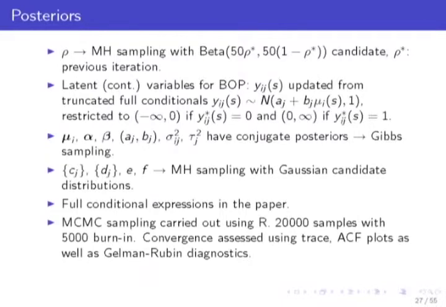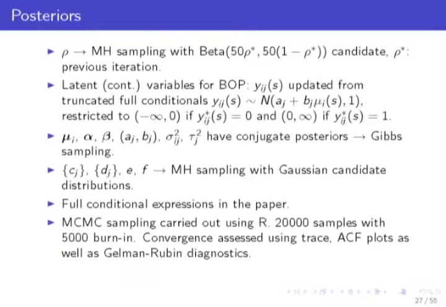Just a little bit about how I'm doing the sampling. Rho is usually Metropolis-Hastings from beta. This is the candidate distribution. The latent variables for BOP are updated from the truncated full conditionals. Mu i, alpha, beta, all these have conjugate posteriors. cj, dj, ef are again Metropolis-Hastings with a Gaussian candidate. I put the full conditionals in the paper, it's not here.